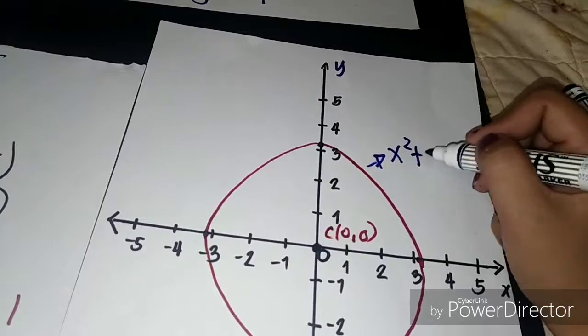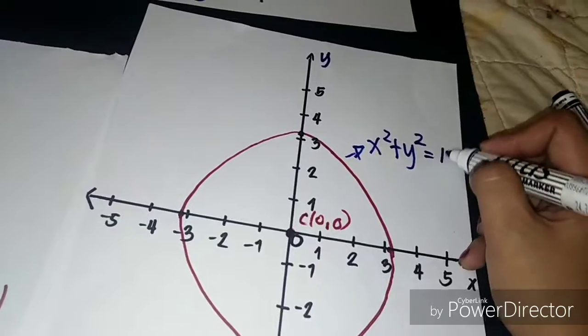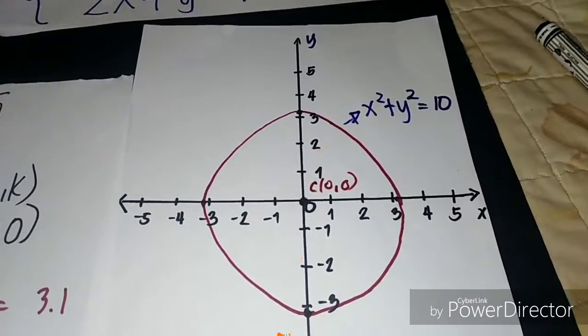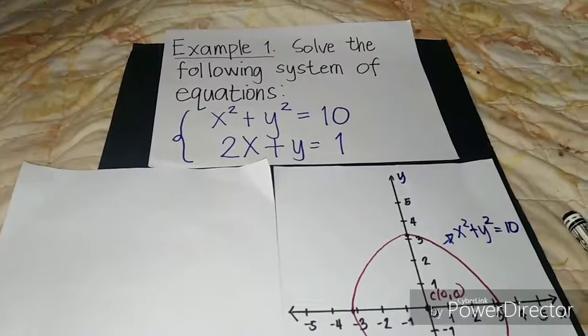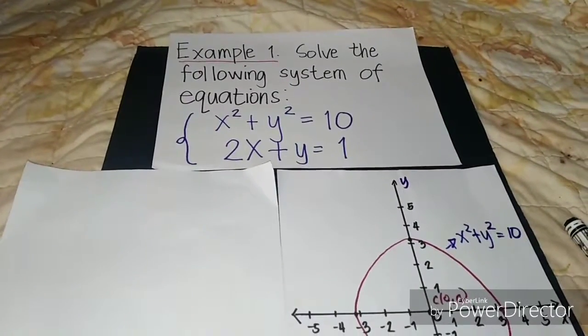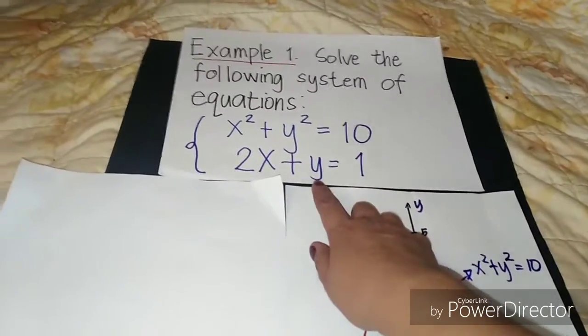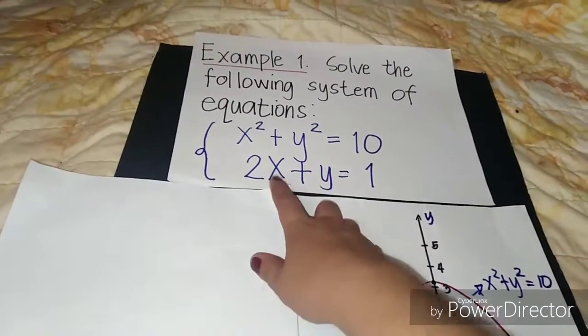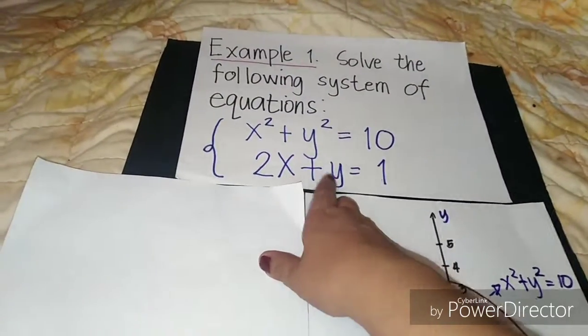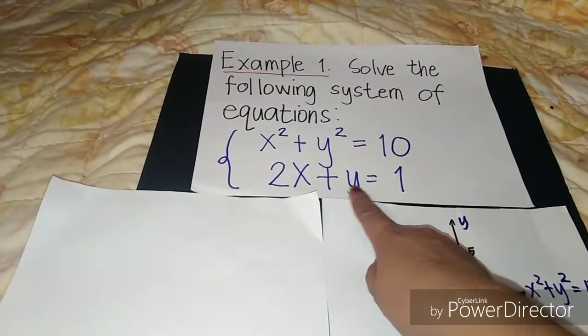So this is the graph of x squared plus y squared is equal to 10. Then, we are going to sketch the second equation, 2x plus y is equal to 1. Since the exponent of the two variables is raised to the power of 1, we can say that this equation 2x plus y is equal to 1 is a line.